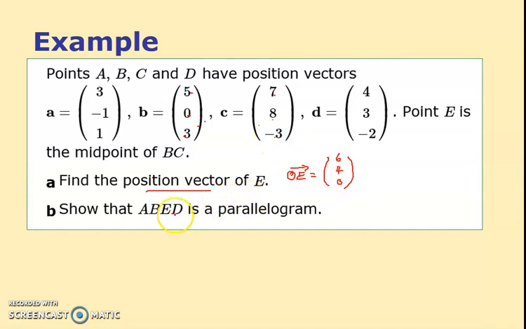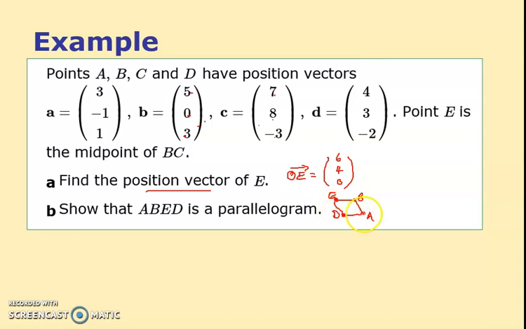Show that ABED is a parallelogram. Well, just imagine this. What you normally do is you take your point and you go round in an anti-clockwise direction. So if that was A, that would be B, that would be E, and that would be D.